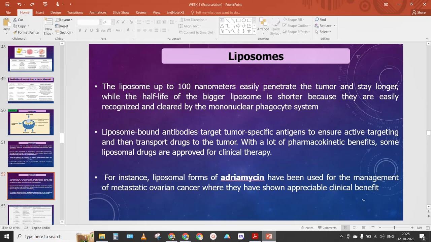Liposome-bound antibodies target tumor-specific antigens to ensure active targeting and then transport the drug to the tumor. With a lot of pharmacokinetic benefits, some liposomal drugs are approved for clinical therapy also. For instance, liposomal forms of adriamycin have been used for the management of metastatic ovarian cancer, where they have shown appreciable clinical benefits.